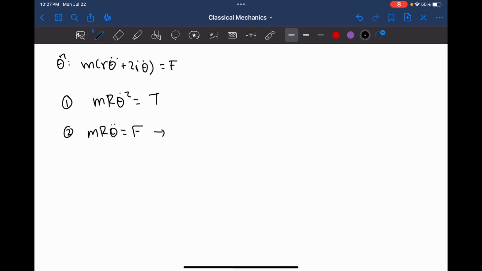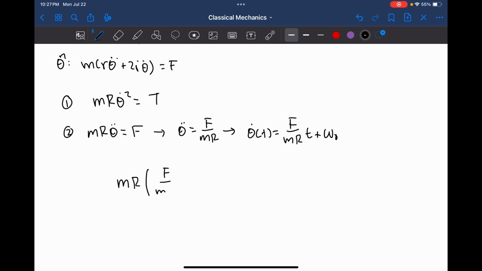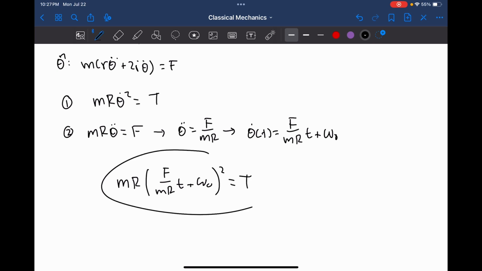All right, so solving this equation, we have that theta double dot is equal to F divided by mR. We can integrate once, plug in our initial conditions, and you'll see that theta dot as a function of time is equal to F over mR times t plus omega naught. Now we don't need to go any further than this because this equation here only depends on theta dot. So we can just plug it back in. So mR times F over mR t plus omega naught squared is equal to tension. So here we have tension as a function of time.